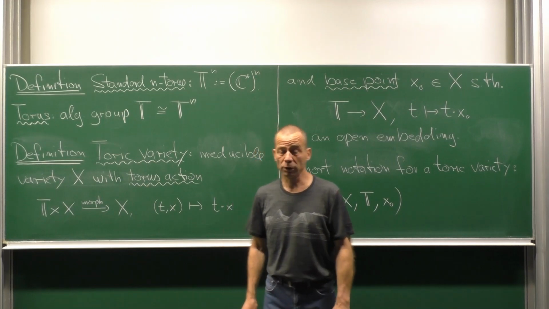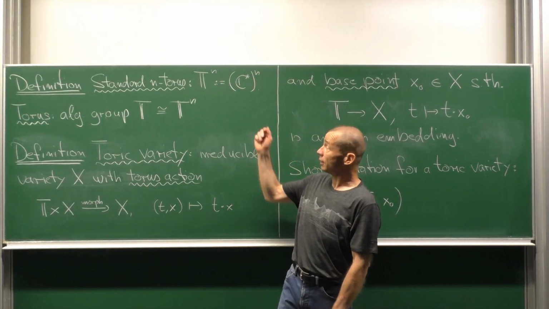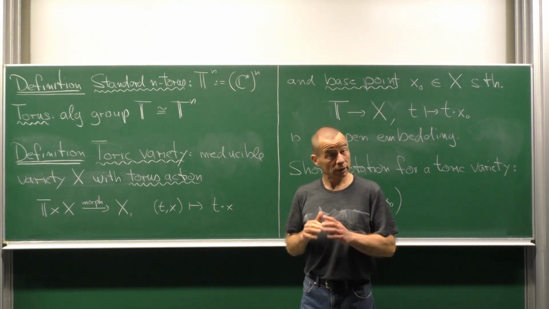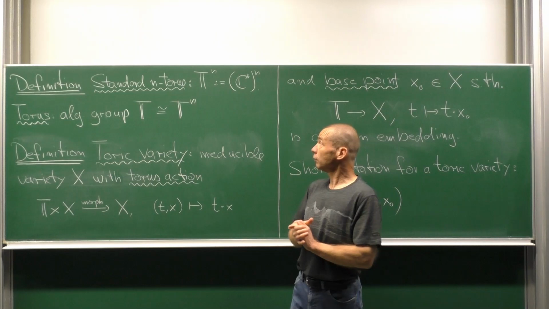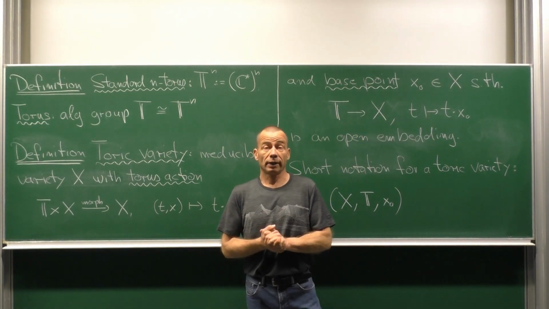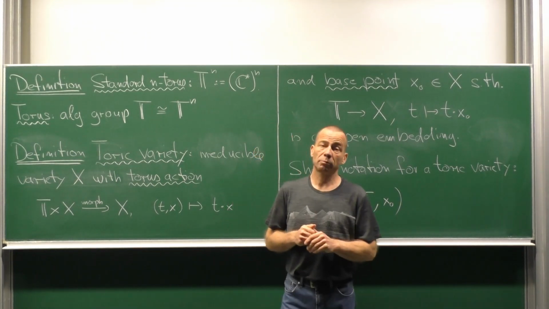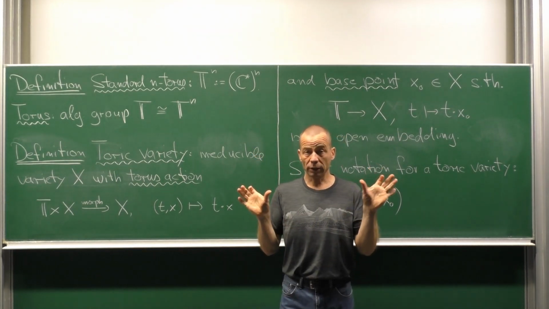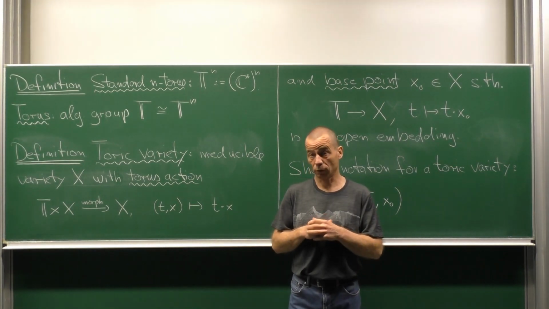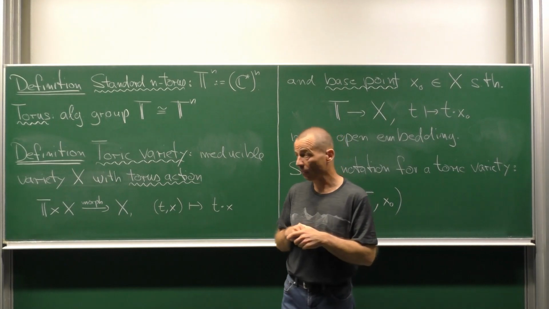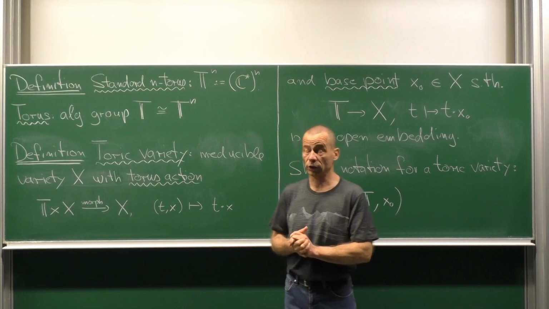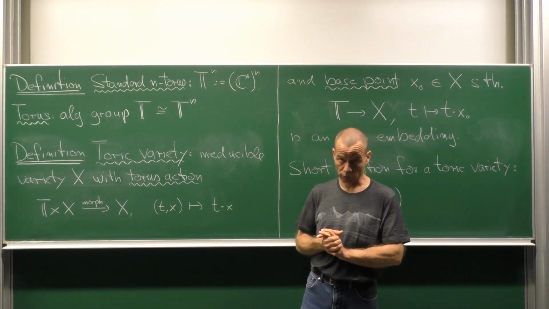Let us turn to the formal definitions. A standard n-torus is the n-fold direct product Tn of the multiplicative group C star. The standard n-torus is an example of an algebraic group. That means that the multiplication map and the inversion map both are morphisms of algebraic varieties. More generally, a torus is an algebraic group T which is isomorphic to some standard torus Tn.